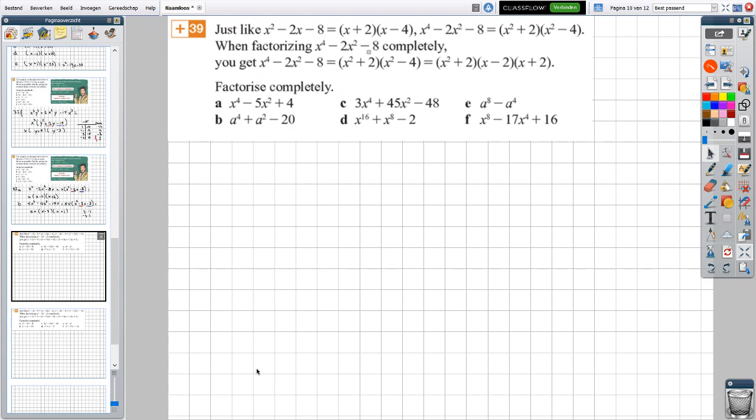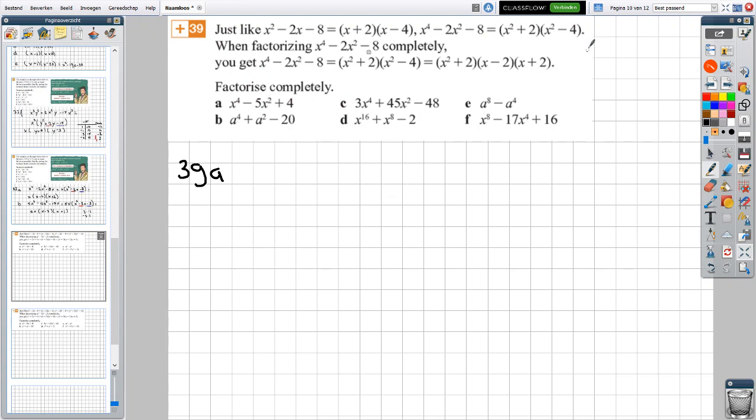Hello everyone, we're going to take a look at exercise 39, which is actually a plus exercise, which indicates this exercise is a bit more difficult than the previous ones. Let's not write in red, let's write in black. We're going to look at how we can factorize using the product sum method when x squared is not actually an x squared, but in this case x to the power of 4, or to the power of 8, to the power of 16.